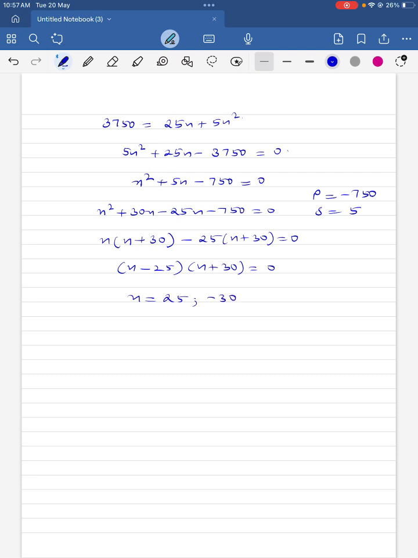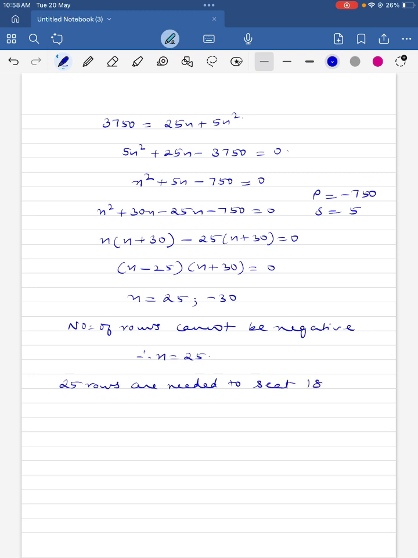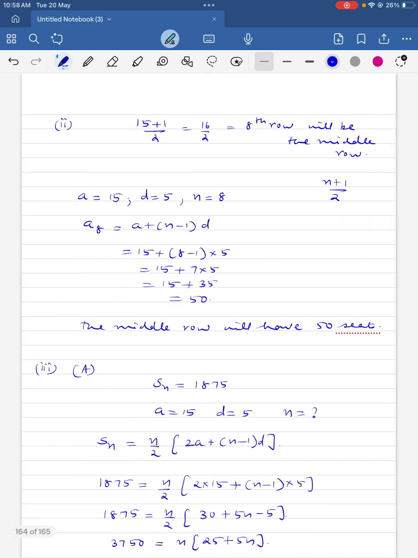But obviously, the number of rows cannot be negative. Therefore, n is equal to 25. So, 25 rows are needed to seat 1875 guests. Okay, so we've done the A part to the question.